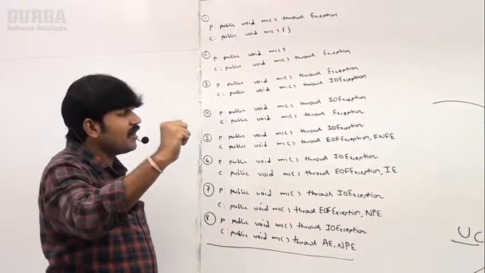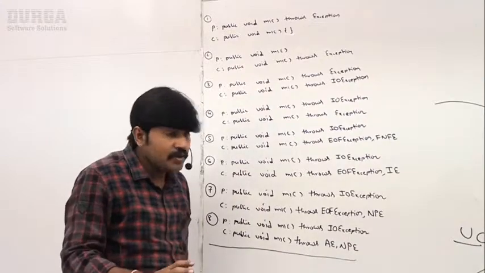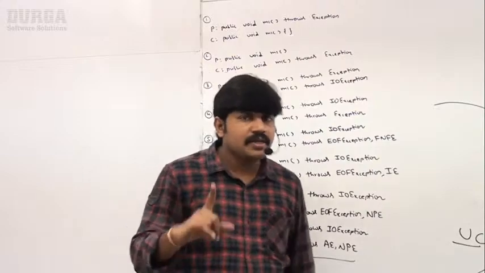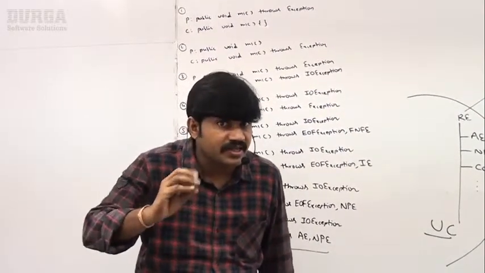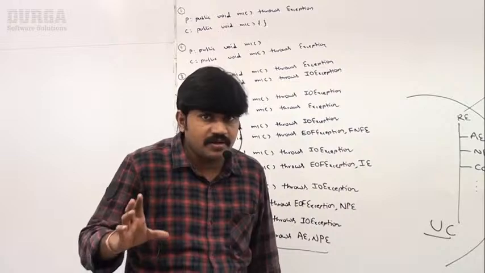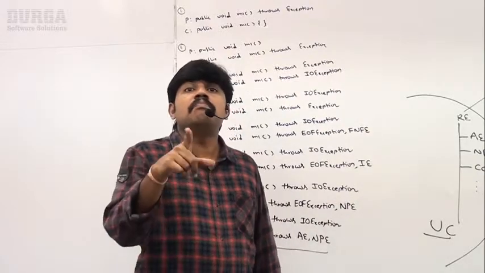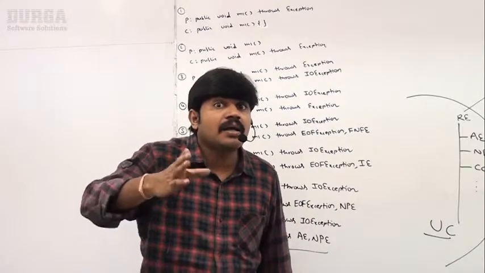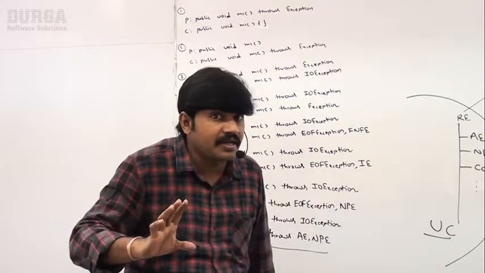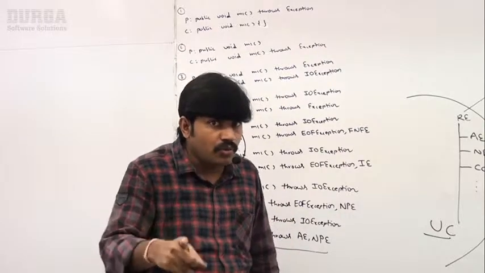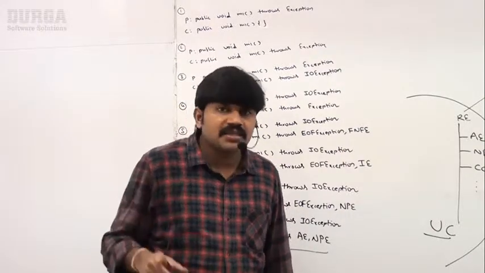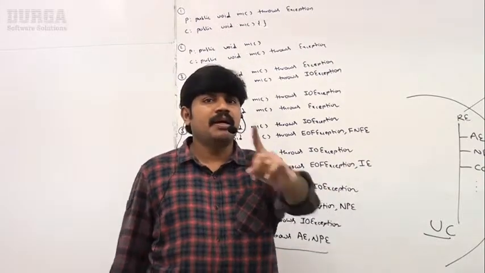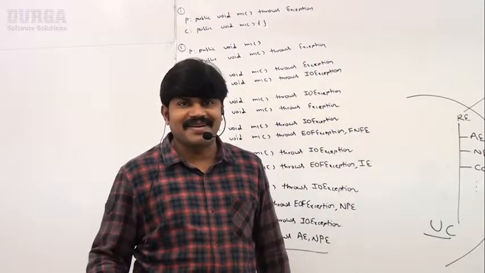Sir, observe. What is the rule in overriding? It is a very simple rule. If a child class method throws any checked exception, compulsorily the parent class method should throw the same checked exception or its parent. Let me repeat again. Otherwise, the compiler will give an error.